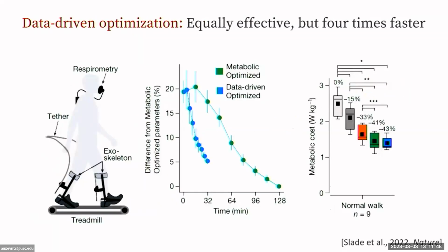If we compare this to optimization using direct measurement of metabolic rate through indirect respirometry in the laboratory, we get an equivalent improvement in energy cost. That's the blue and green boxes over there, the same reduction in metabolic rate in about 1/4 of the time, because we don't have to deal with the slow dynamics of oxygen levels equilibrating in your expired gases.